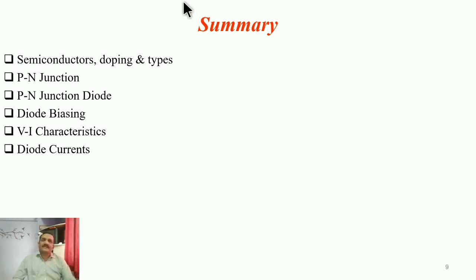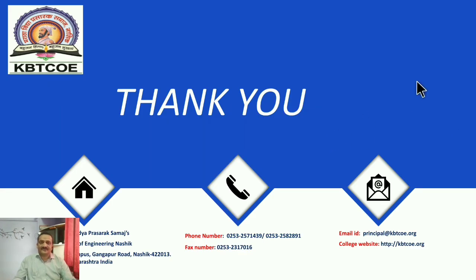Here I am going to summarize. You might have understood what semiconductors are, what doping means, the types of semiconductors, what a PN junction is, what a PN junction diode is, how we can bias the diode, and how it behaves with the different types of biasing, forward biasing and reverse biasing, which you might have studied using the VI characteristic and the diode currents. I think you have learned it properly.